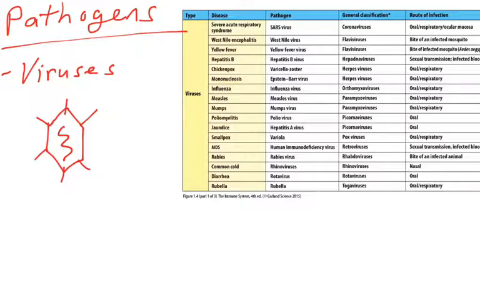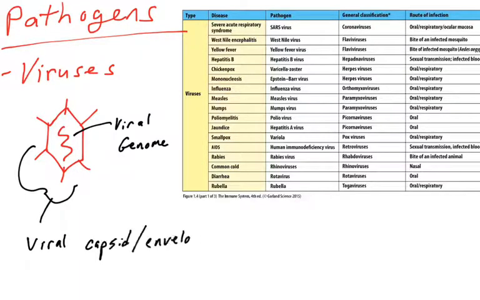When I'm drawing a virus in my lectures, I'm typically drawing this little squiggly line in the middle, which represents a viral genome. Viruses can be either DNA viruses or RNA viruses. Then I draw this little hexagon and spikes, which would represent the viral capsid or the viral envelope. This is my very generic drawing for a virus.